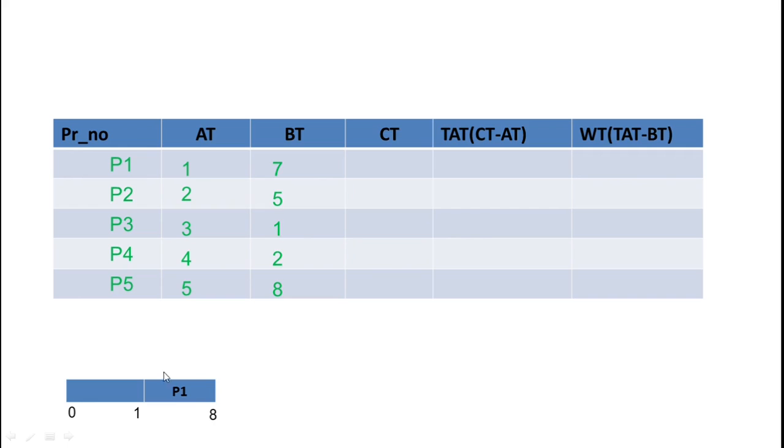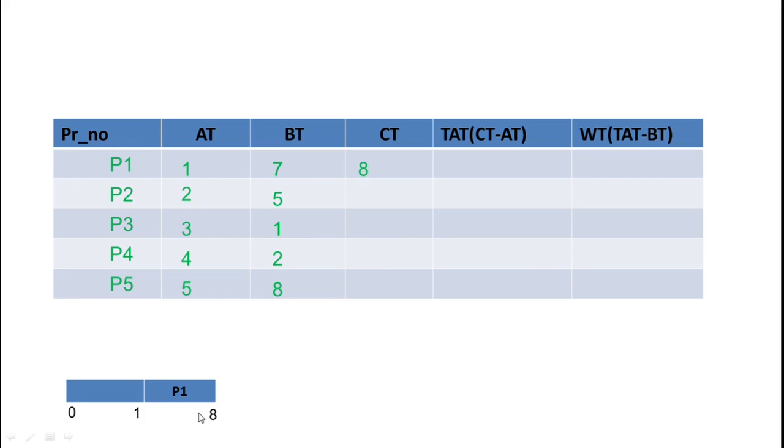After starting the execution, P1 will complete its entire execution because the mode is non-preemptive scheduling. We allow process P1 7 time units, which is its burst time. After 7 milliseconds, process P1 completes its execution. So the completion time will be 1 plus 7, equal to 8. We note down the completion time of process P1.